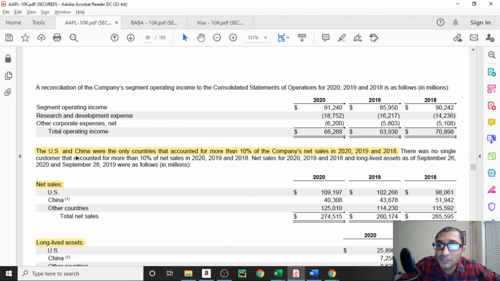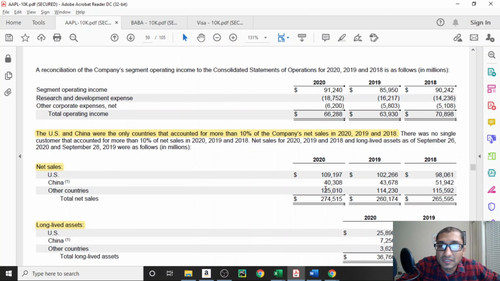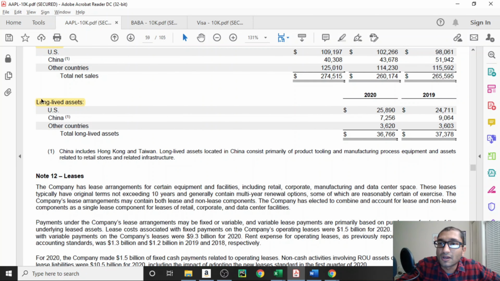Apple says that the US and China were the only countries that accounted for more than 10% of the company's net sales in the years 2020, 2019, and 2018. It breaks down its net sales for the years 2018, 2019, and 2020, and we can see that the US and China make up more than half of the company's total net sales. Finally, looking at the company's long-lived assets, for the year 2020, Apple had about 70% of its assets in the United States, about 20% of its assets were in China, and 10% were in other countries.